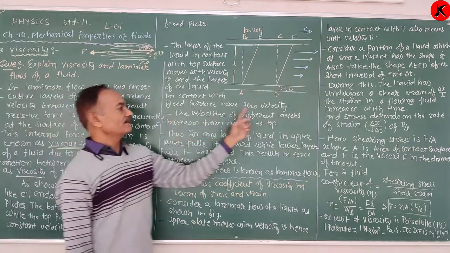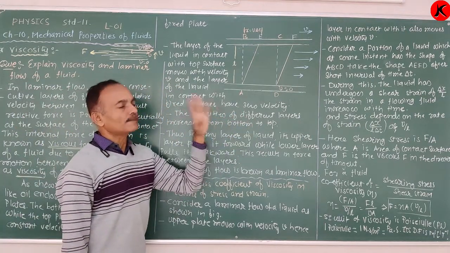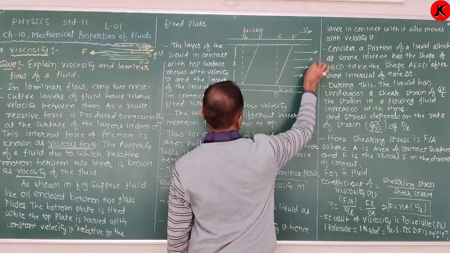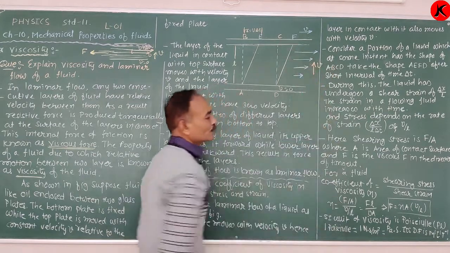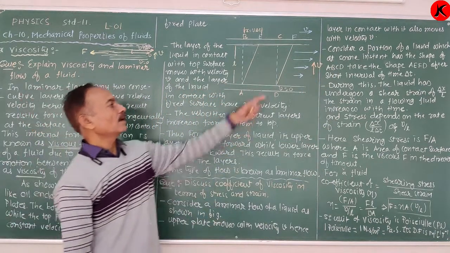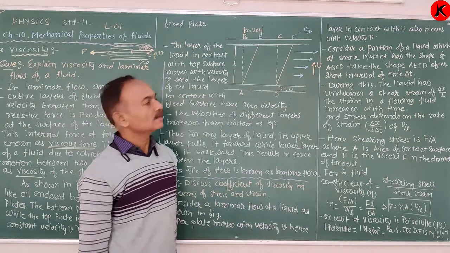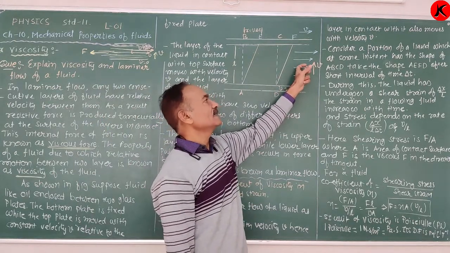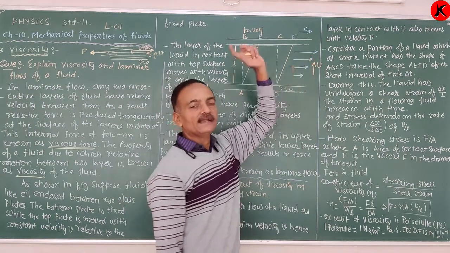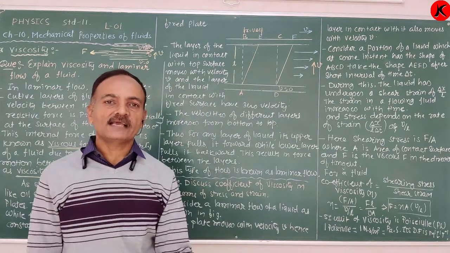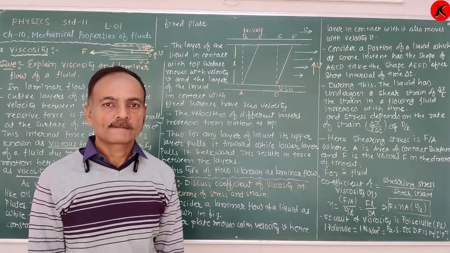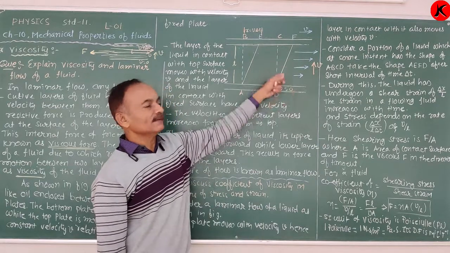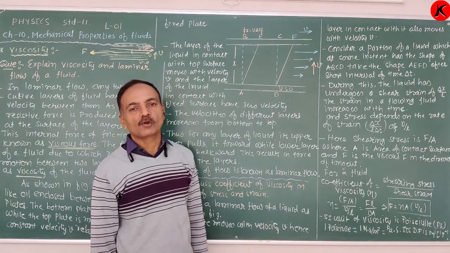The velocity of the different layers increases as we go from the bottom to the top. So velocity also increases as we move from bottom to top. That is shown here. This layer has less velocity compared to this layer, and it has less compared to this. And the maximum velocity is of the top layer. That means the top layer has the maximum velocity, while the bottom layer has the minimum velocity, almost zero.